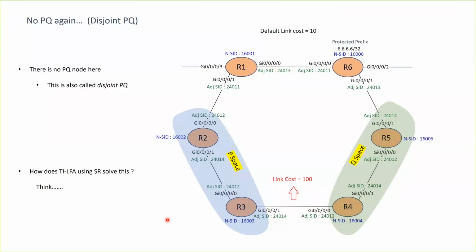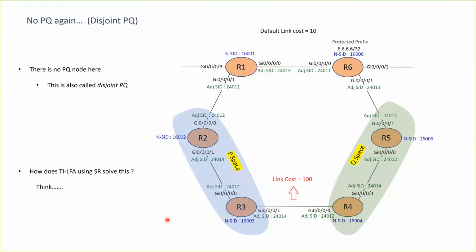Hey, Krishna, I didn't get it. So now in this case, what will be my top label? Top label. So I don't have a PQ here. In this case, what my top label will be is to reach my farthest P node. I don't have a PQ. Somehow reach my farthest P node, which is R3. R3 is my farthest P node, right? Which is far away. And what is my nearest Q node?